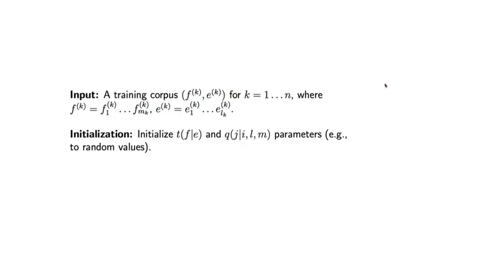Okay, so now let's describe the EM algorithm. The input to the algorithm is a training corpus consisting of sentence pairs. f_k is the kth French sentence, e_k is the kth English sentence. And in the initialization step, we're going to initialize our T and Q parameters to some initial value. You might, for example, choose random initial values for these parameters.